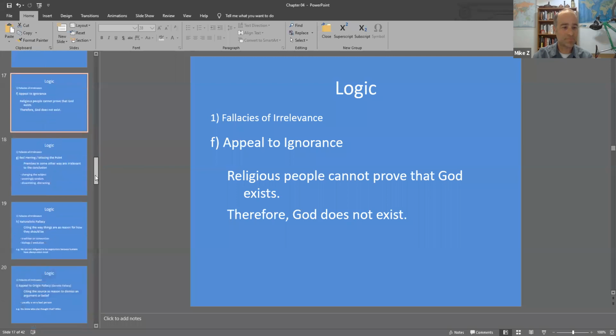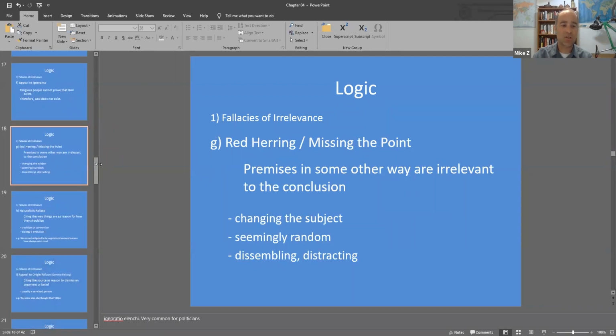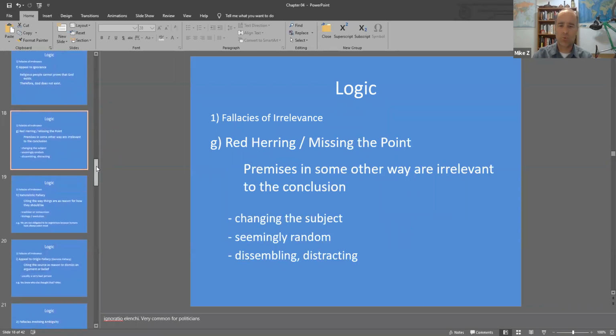All right. Here's a catch-all that they include in the book: a red herring, or missing the point, sort of distracting. There are so many different ways of doing this that they just lumped them all into this one category, red herring. Somehow or another, the premises are just irrelevant. They don't have anything to do with the conclusion. So, here's a couple of examples.